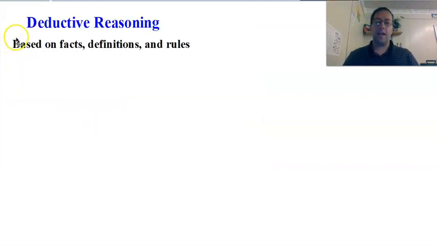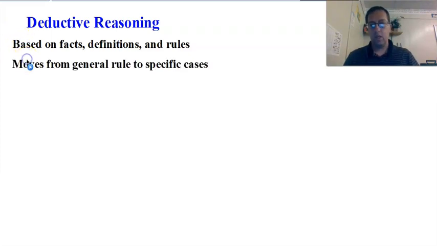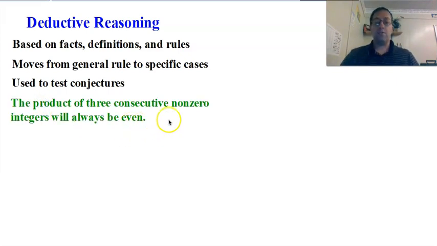Deductive reasoning is based on facts, definitions, based on rules. It moves from the general rule to the specific case. This works for everything, so it's going to work for this time too. Okay? And this is used to test a conjecture. It's not used to form the conjecture, it's used to test the conjecture. So we've got our conjecture here that the product of three consecutive non-zero integers will always be even.